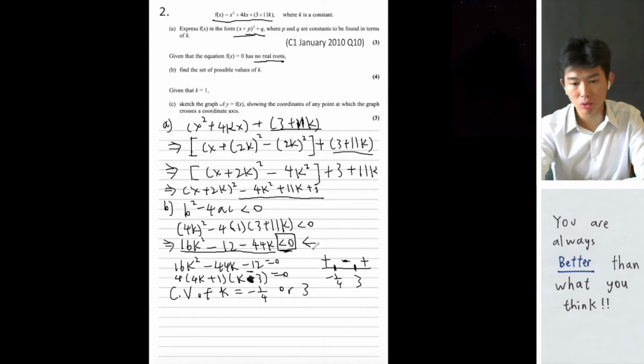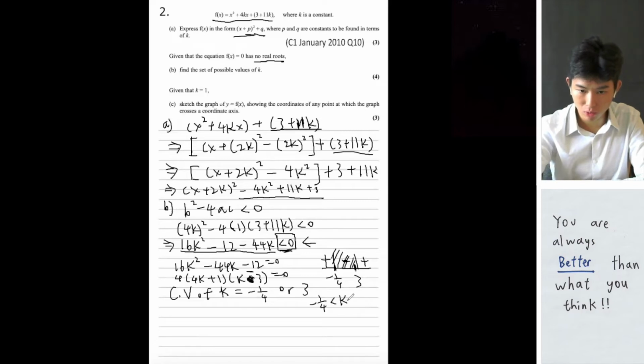What does that mean? Only the values that are smaller than 0 would be accepted, so somewhere around here. Only this range would be negative. So the answer would be minus 1 over 4 smaller than k smaller than 3. That would be the answer for part B.